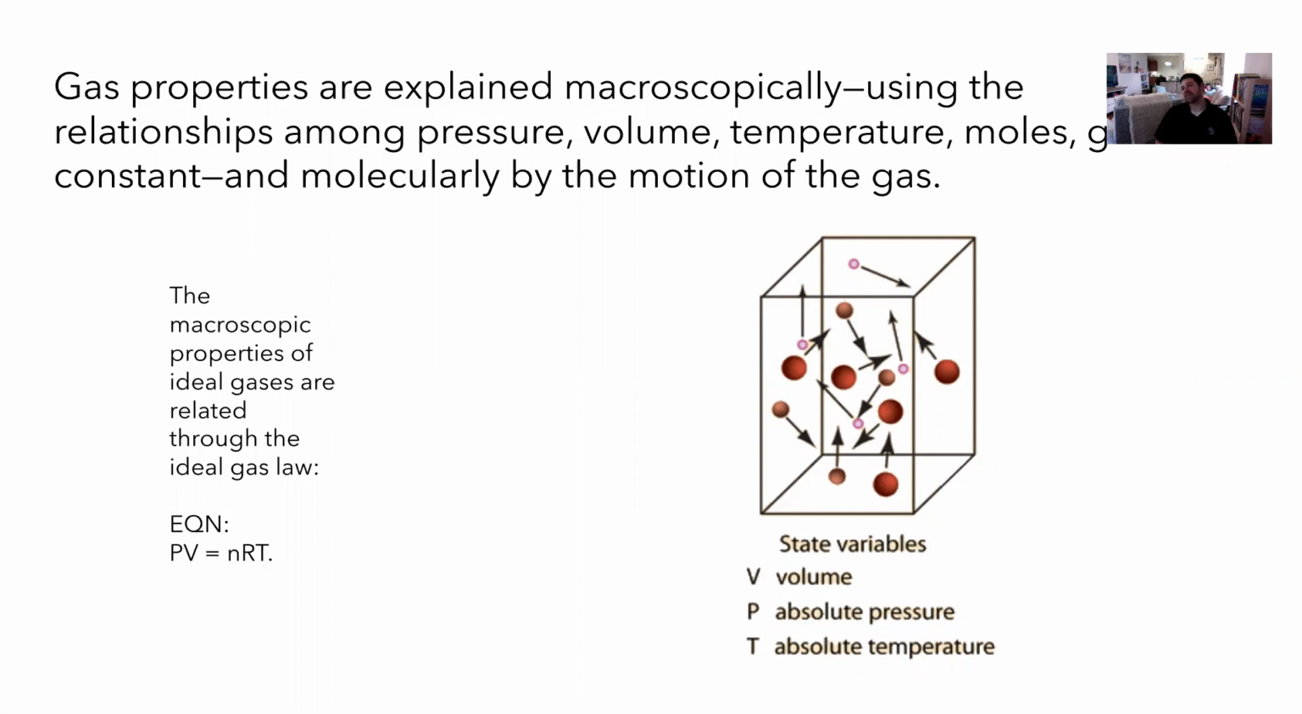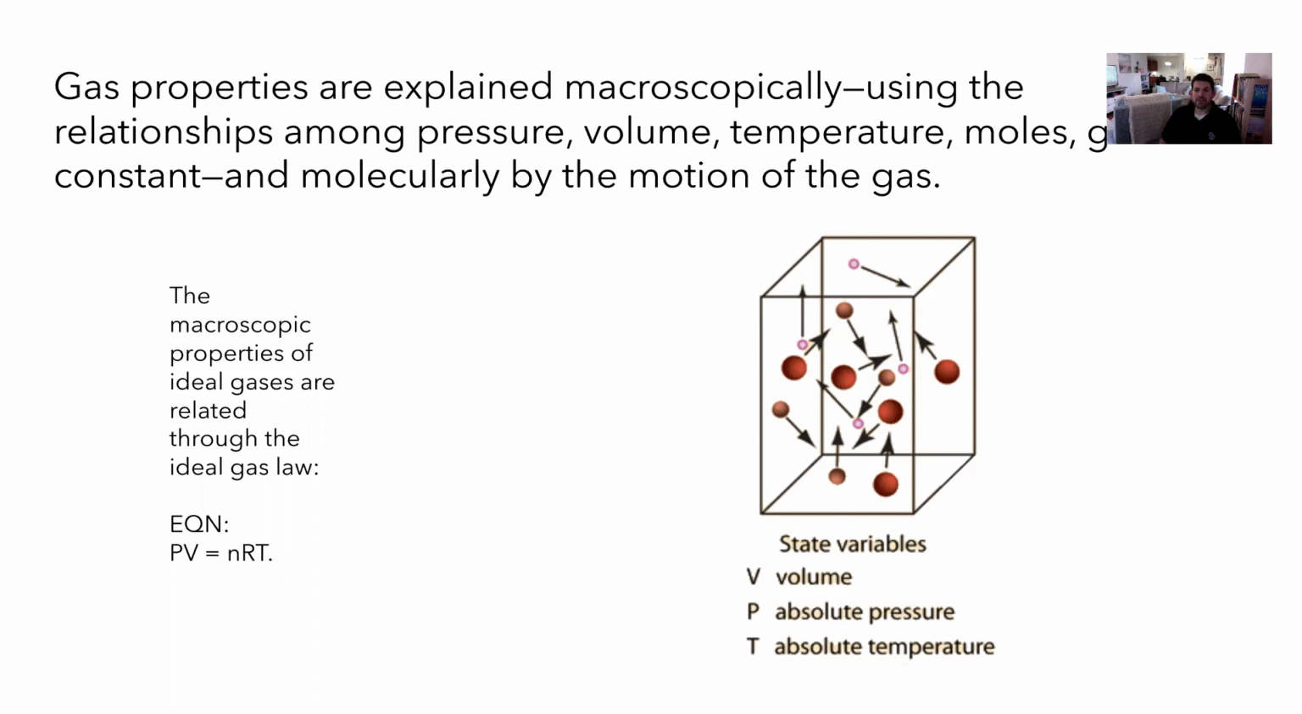PV equals nRT, Pivner. R is a constant, the gas law constant, 0.0821 liters times atmospheres divided by moles times Kelvin. So the gas constant dictates the units we use. We always have to use atmospheres of pressure, liters of volume, Kelvin for temperature, and moles for the number of moles. There is another gas constant, 8.314, and that is in kilopascals, but it's not very common.